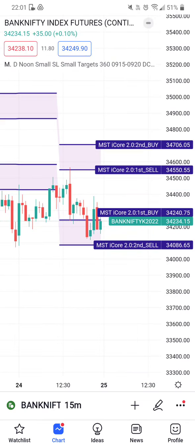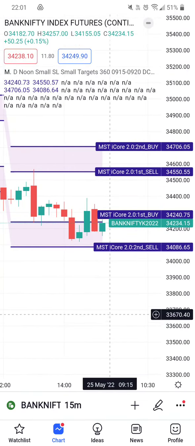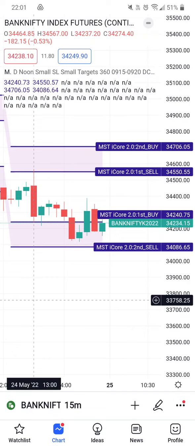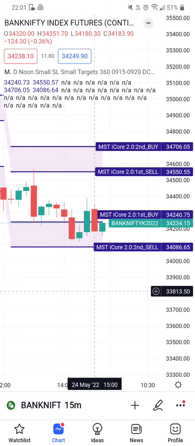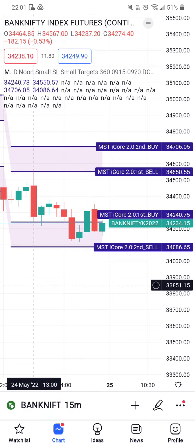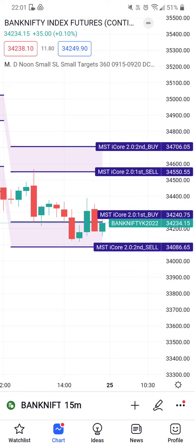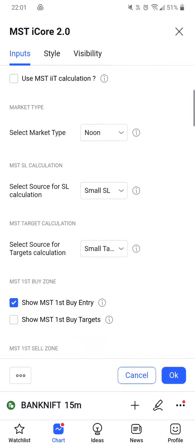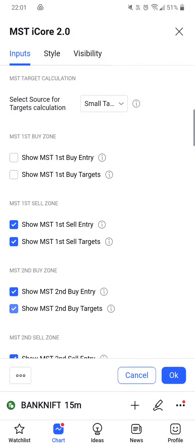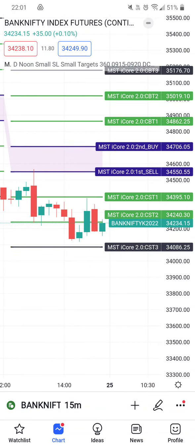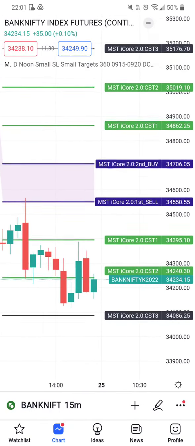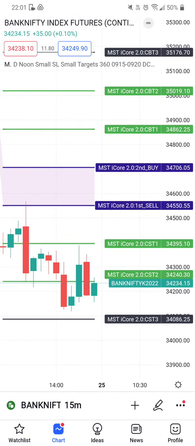See here, exactly sell activated, then buy activated, then it came down. I got the targets. Exactly whichever is activated first, that side only we have to consider. So first what happened? Sell only got activated. See here, almost all the targets have been hit in the Bank Nifty also. The same thing I can keep on showing you in all the scripts, the same thing would have happened.